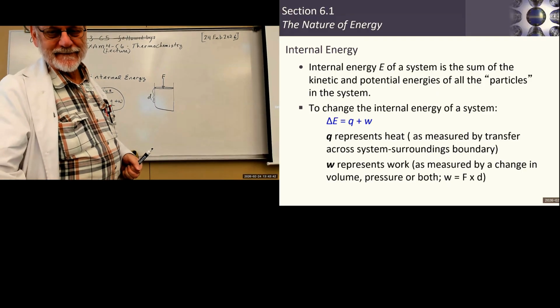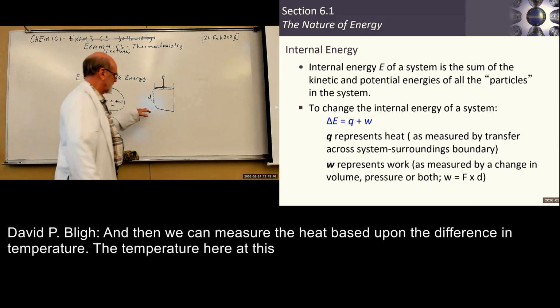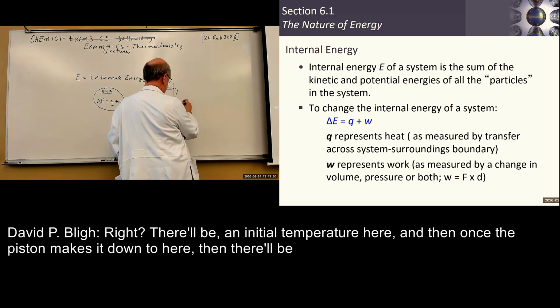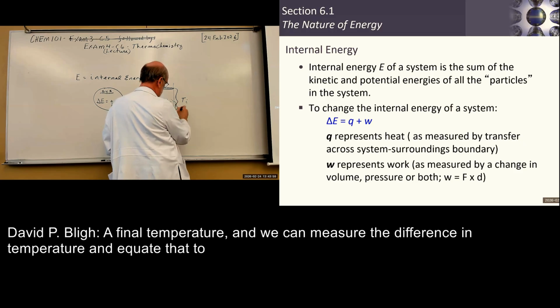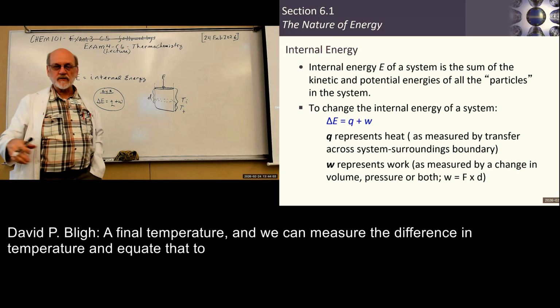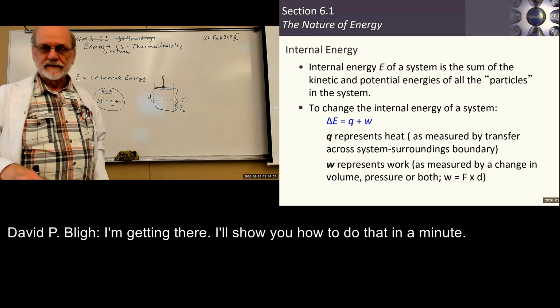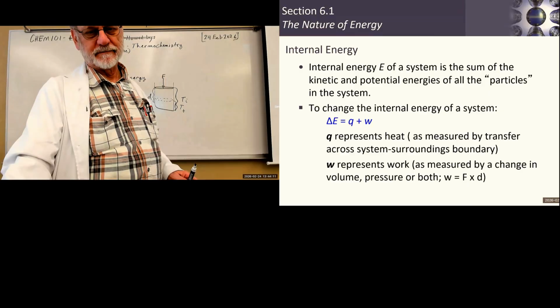So then we can equate that force moving through a distance is our work. Okay? And then we can measure the heat based upon the difference in temperature. There'll be an initial temperature here, and then once the piston makes it down to here, then there'll be a final temperature. And we can measure the difference in temperature and equate that to a certain amount of heat. Now, I'll show you how to do that in a minute.